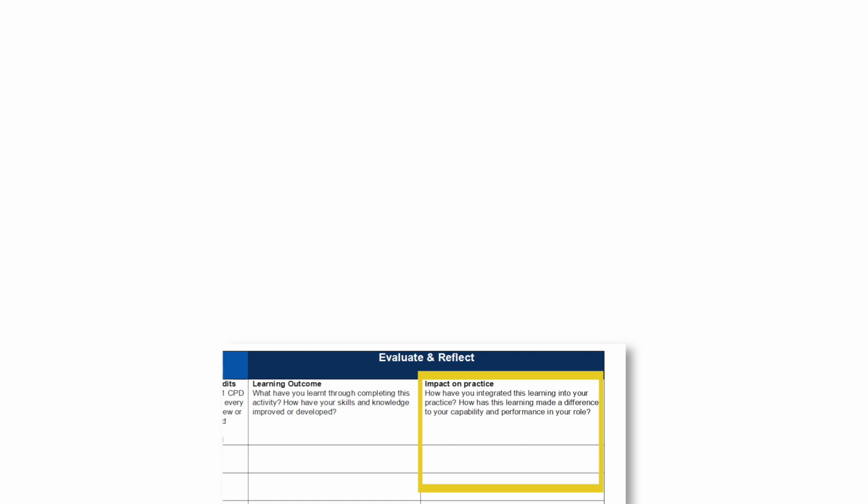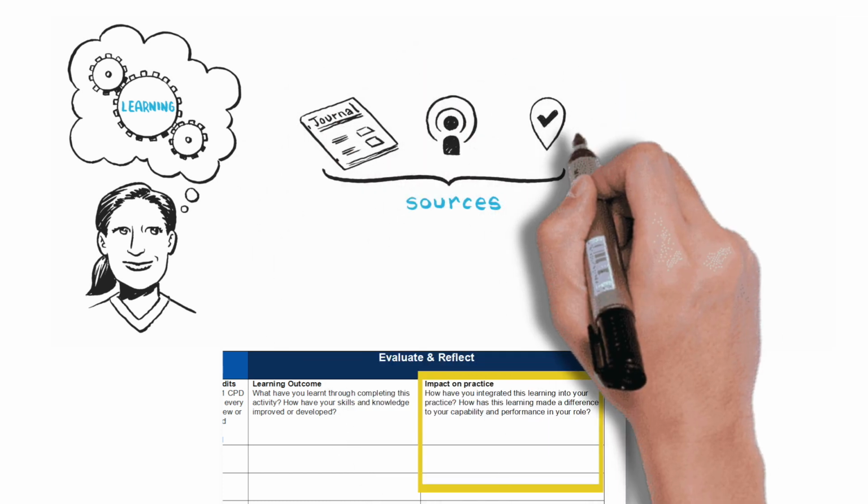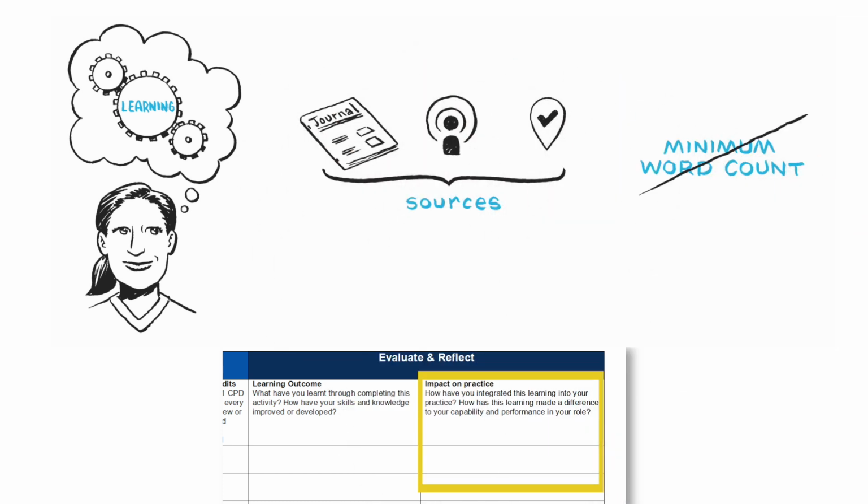For the Impact on Practice section, keep in mind that reflecting on how you have integrated this new learning into your practice is an important part of CPD. And for any example you do use, try and be as clear as possible by including the name of the source, be it journal, podcast, or other. There is no specified word count in this section.